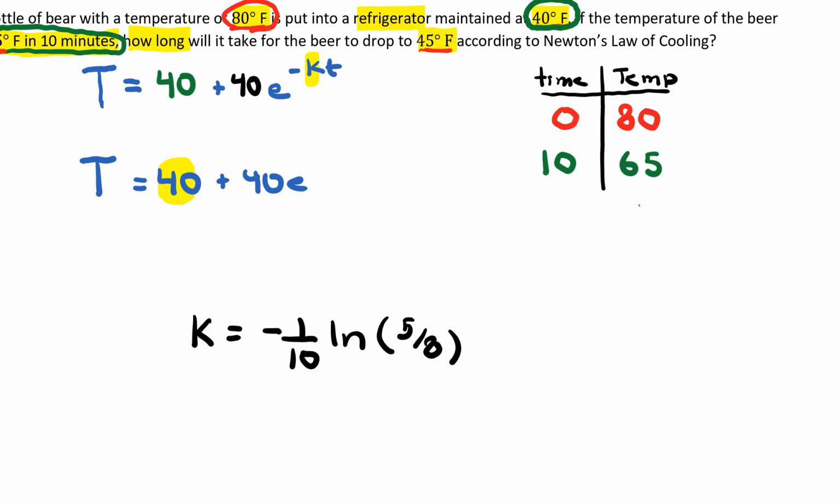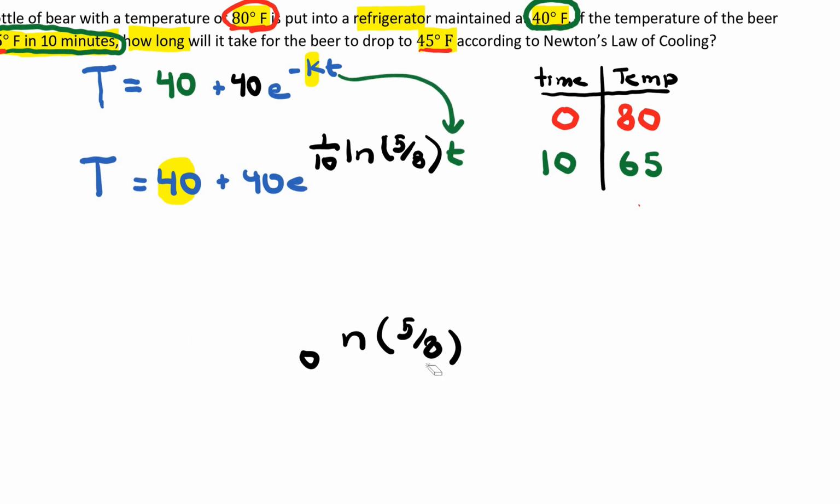So let me erase this, and let me input this as 1 over 10 ln 5 over 8. And that's being multiplied by t, so that's that t right there. All right, so this is our new updated formula.